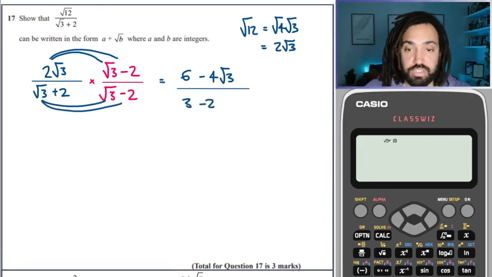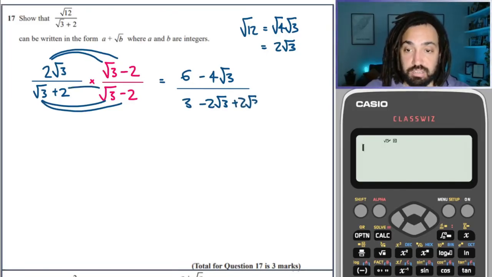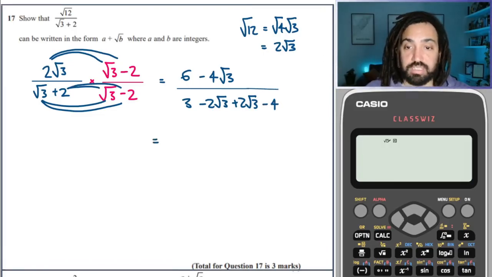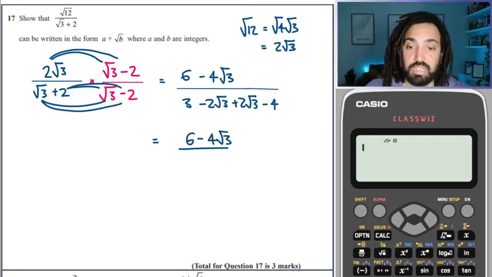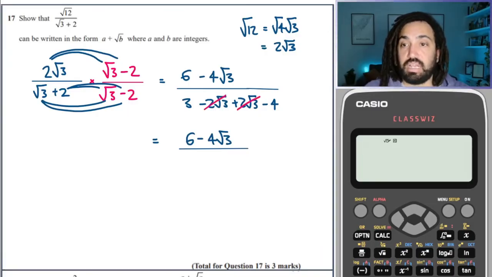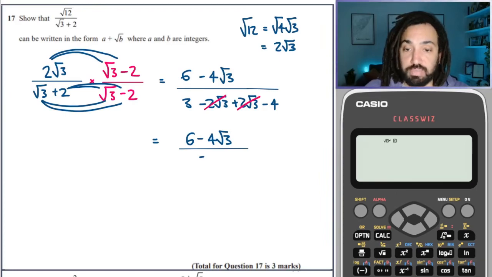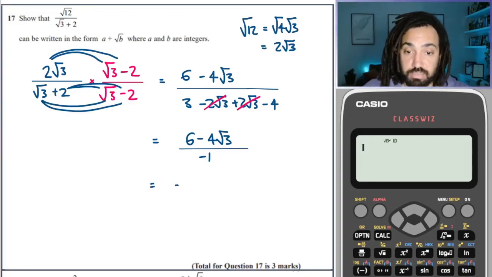Here we've got minus 2 root 3. Here we've got plus 2 root 3. And here we've got minus 4. Okay, perfect. So this is 6 plus root 3 over, these will cancel, and we've got 3 minus 4 is minus 1. So dividing through by minus 1 just flips the sign of everything. So this becomes minus 6 plus 4 root 3.